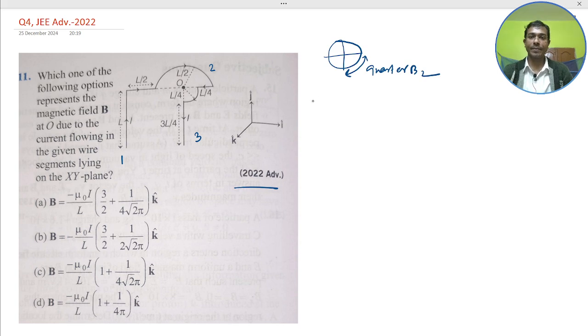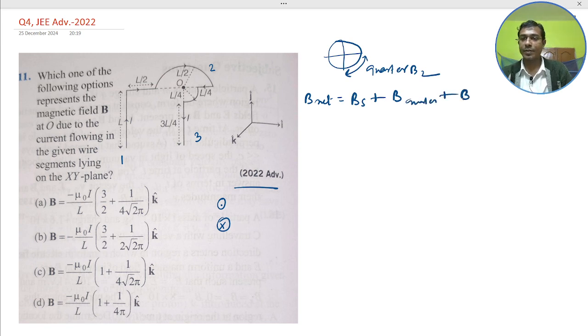So net magnetic field, and the difference with JEE Advanced is that here you have to find the direction. You have to find the magnetic field direction. So B net is equal to B circular plus B quarter plus B straight wire, so equal to mu naught I divided by 4R, R means L by 2, and the direction is minus k cap.